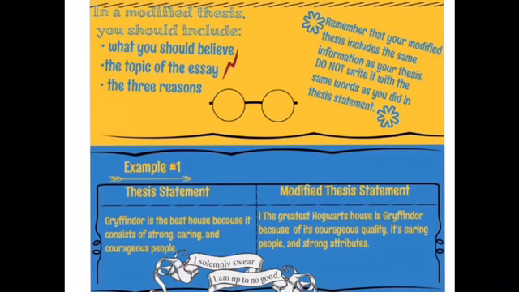Now you have to remember that your modified thesis does not have the same words as your thesis statement. In this example, I gave you the thesis statement, which is Gryffindor is the best house because it consists of strong, caring, and courageous people. Now, your modified thesis could be like, the greatest Hogwarts house is Gryffindor because of its courageous quality, its caring people, and strong attributes. Now, you notice how it says, the greatest house is Gryffindor. Gryffindor is the best house.